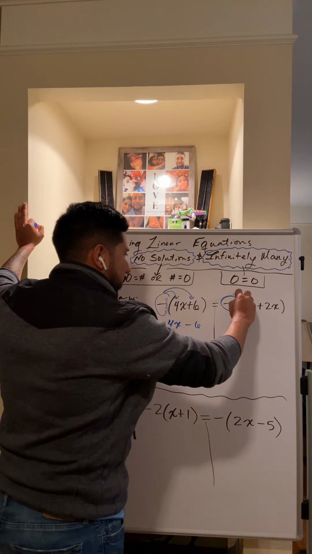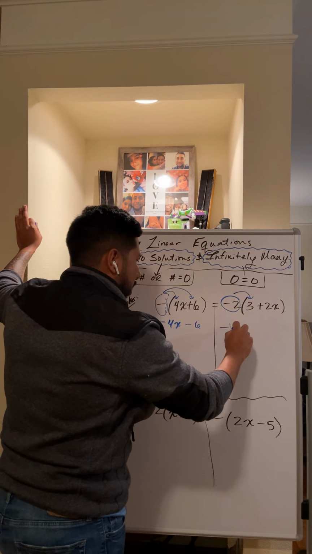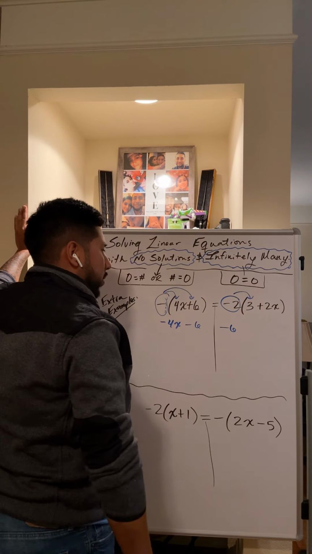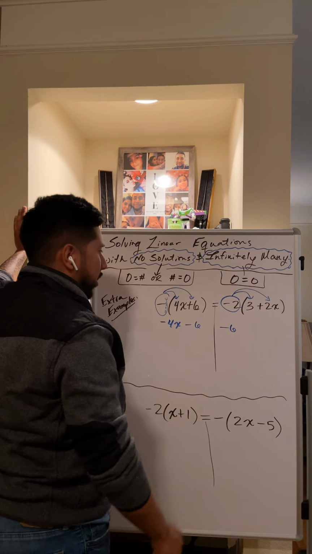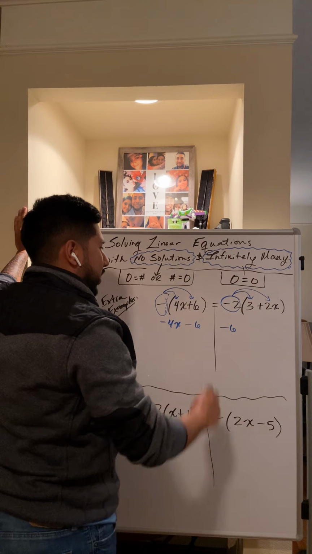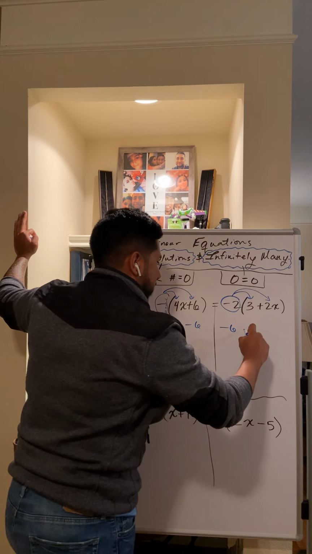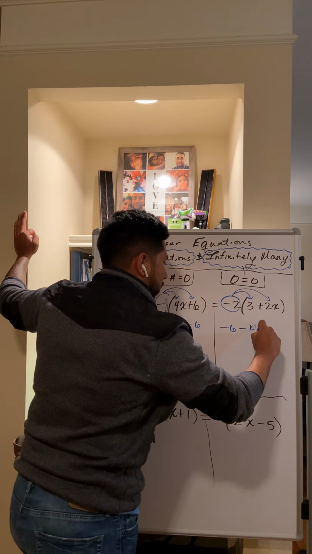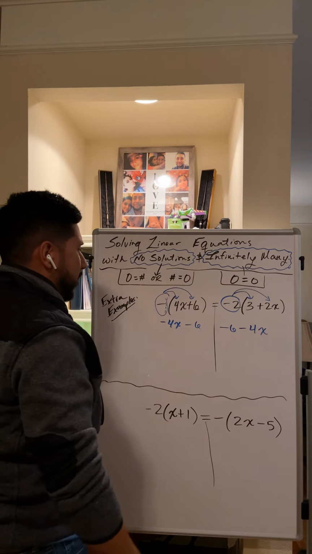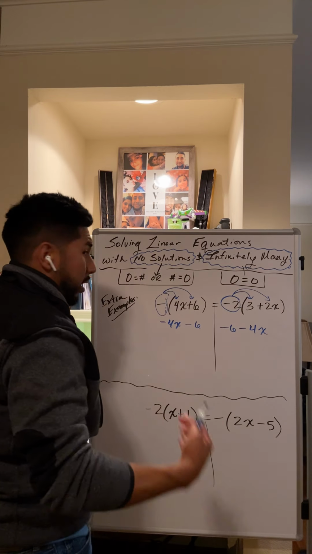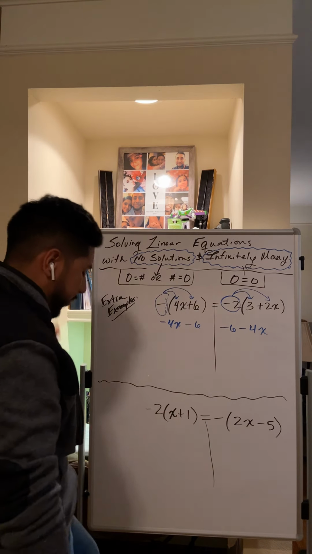Let's do the other side. -2 times 3, -6. -2 times 2 over here, almost at the answer. Use your calculator if you need to. That gives me -4x. Some of us will be able to see the answer right away, but hey, I like working out the stuff. I love math. We're going to keep going.